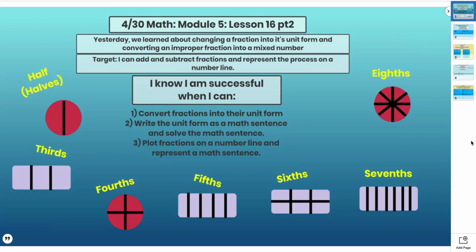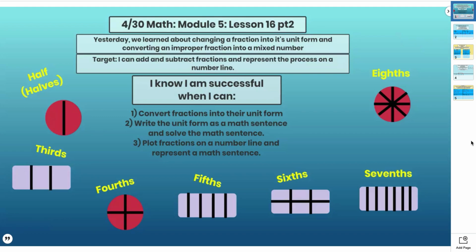I know I'm successful when I can, read it with me please. 1. Convert fractions into their unit form. 2. Write the unit form as a math sentence and solve the math sentence. And 3. Plot fractions on a number line and represent a math sentence.